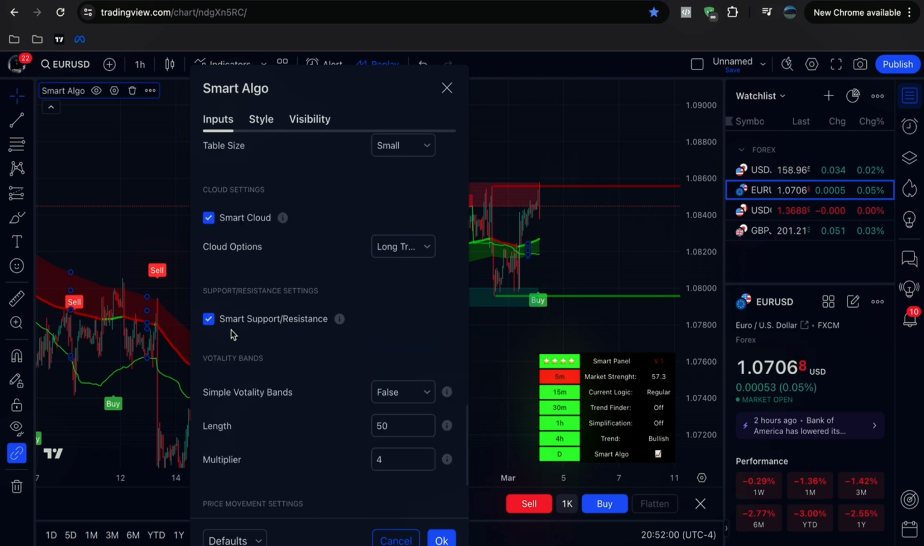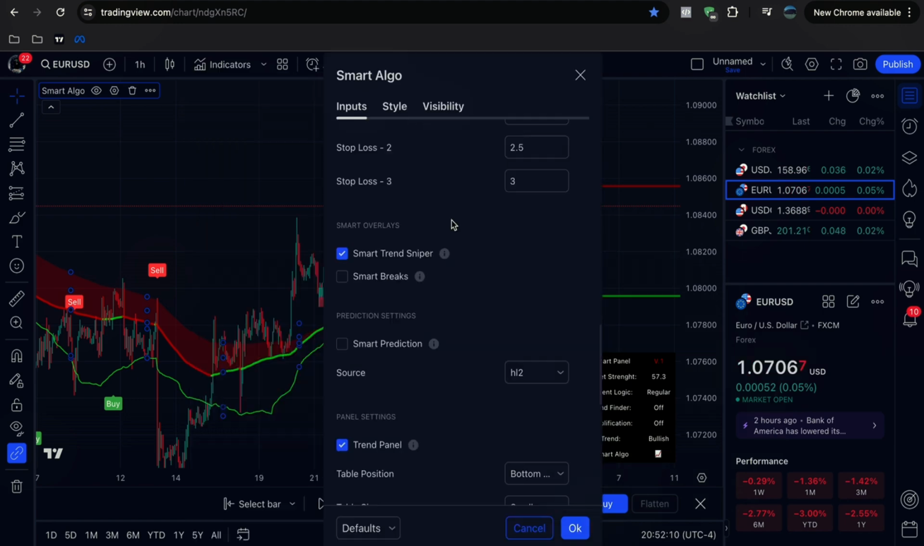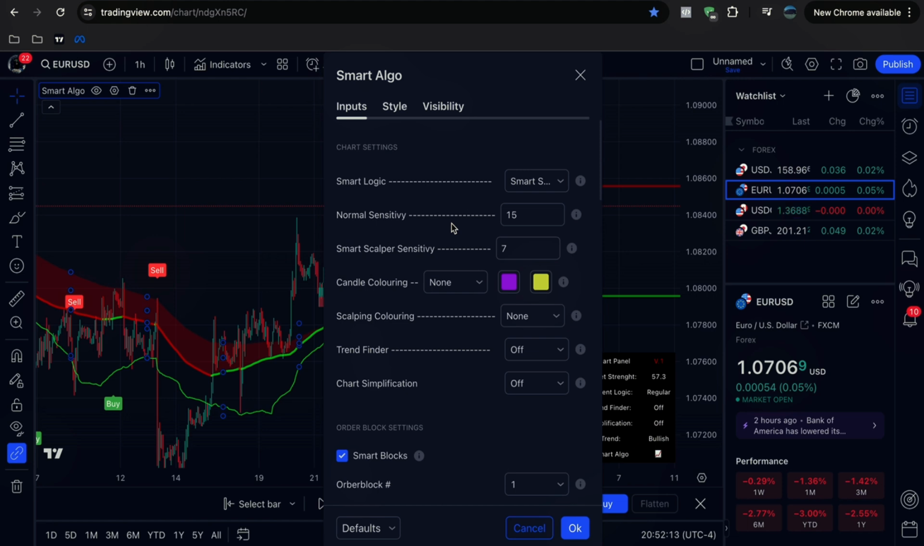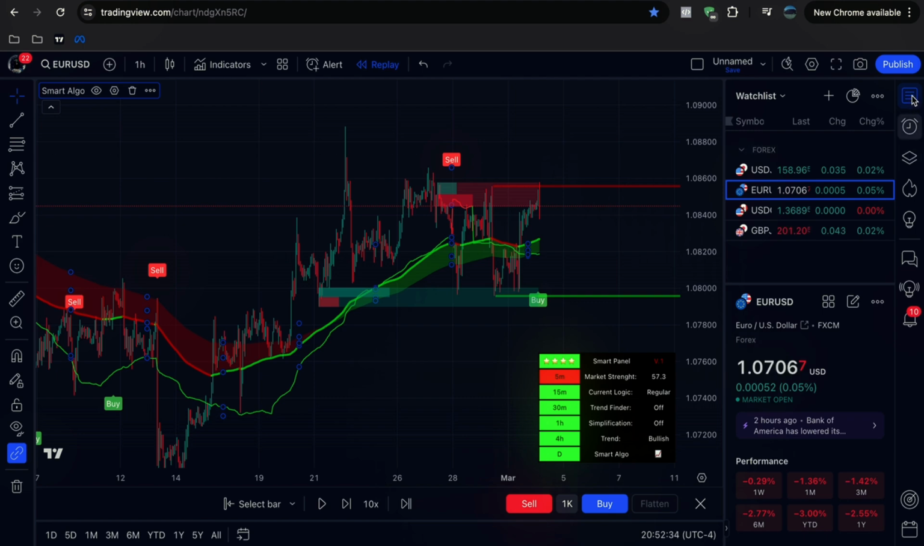Next up, we're going to have our smart support and resistance levels, and that'll be all for the strategy. So make sure you follow these settings exactly the way I have it to make sure that you're following the strategy perfectly. Alright guys, now that we're done with the settings, let's check out our chart over here.